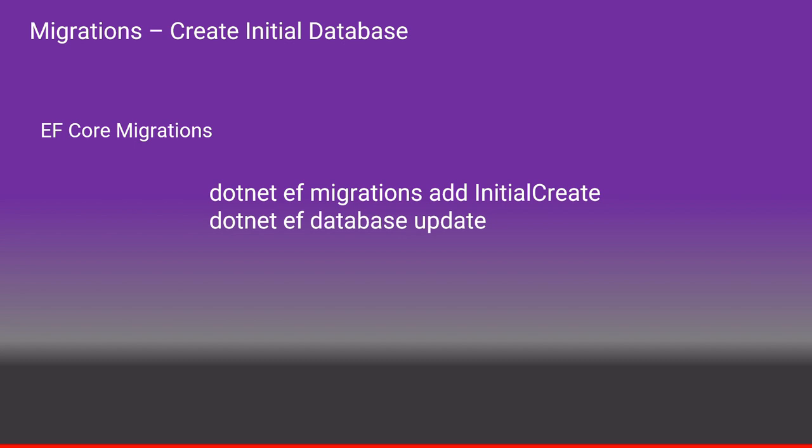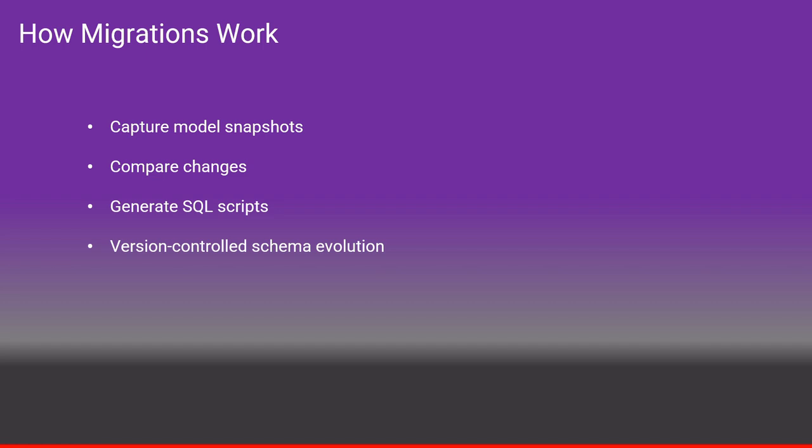Migrations work by creating a snapshot of your model and comparing changes between versions. EF Core generates SQL to reflect the differences. Each migration is a C# file you can review, edit, or script. This gives you full control over your database schema over time.